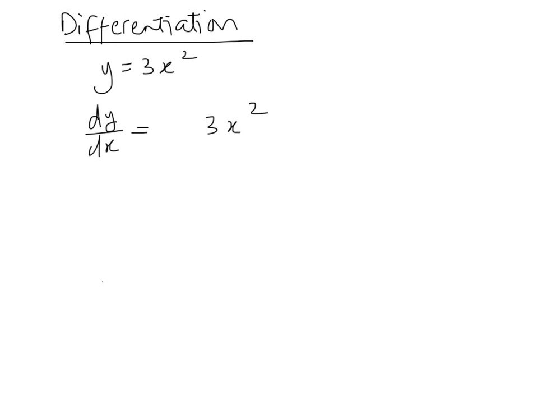We bring the power down, okay, and take 1 away from the power. So this becomes, the 2 comes down, so you get 2 times 3, which is 6, okay, and then you take 1 away from the power, so you get 1. So now this is now differentiated. Okay, and what this means in terms of y we'll look at in due course.